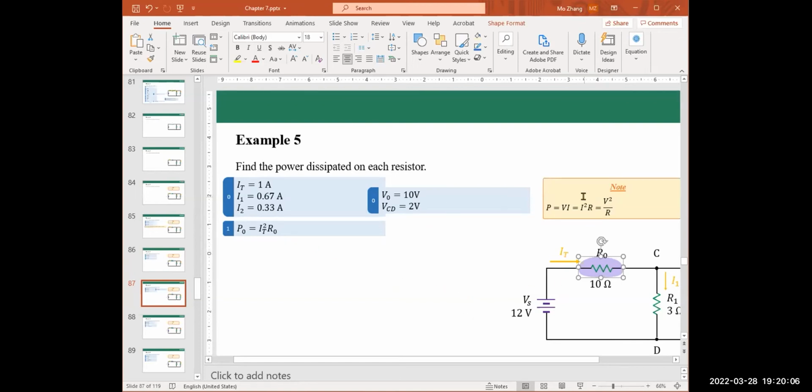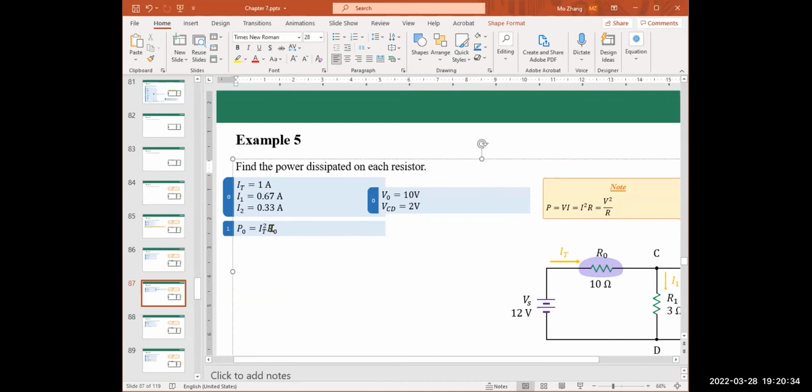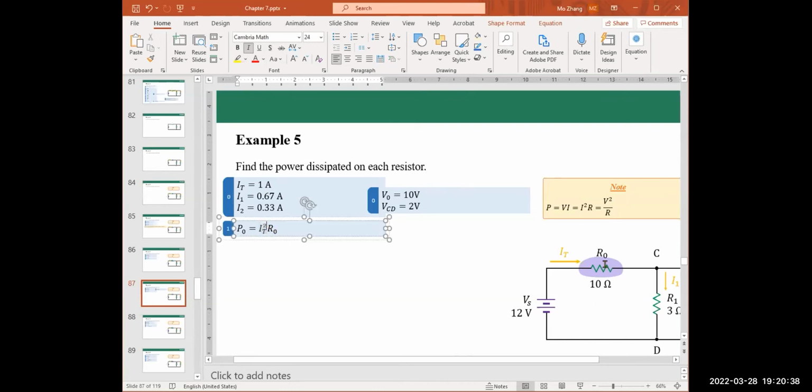So at this point, we know everything, right? We know current, we know resistance, we know the voltage of that one. So we have the freedom to use any formula to find the power dissipated here. So P0, the power dissipated on R0, let's say I just arbitrarily pick the second formula, the electric current squared times R. So that's IT squared times the resistance.